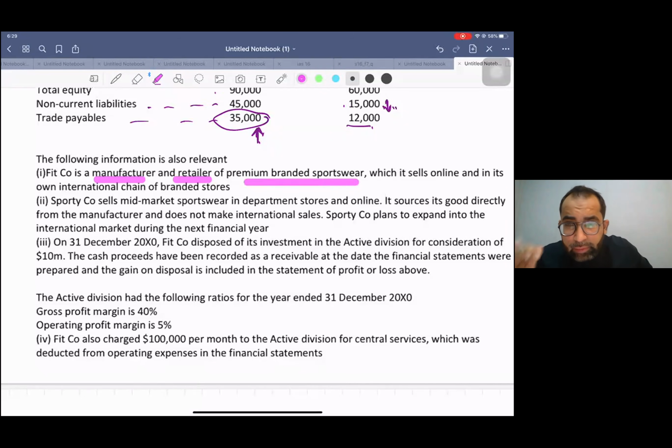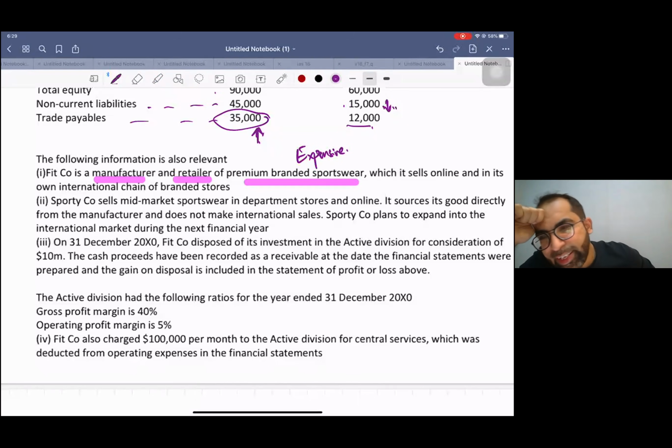See, their products are branded products. So just a thought: branded products are normally expensive. We all know this. When it comes to brand, the price is always high. Yes or no?